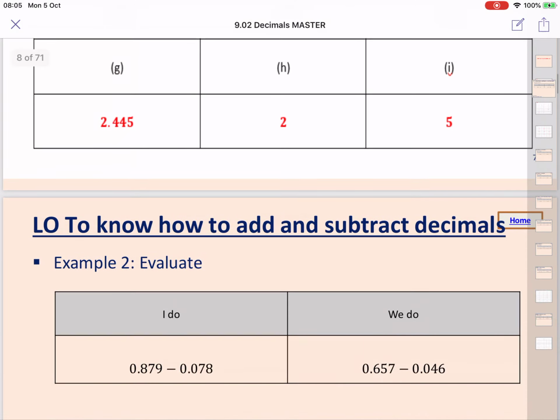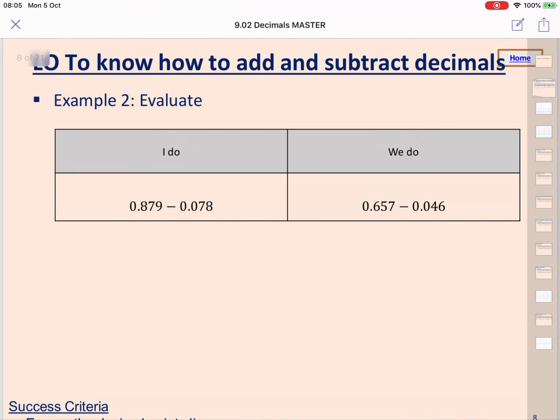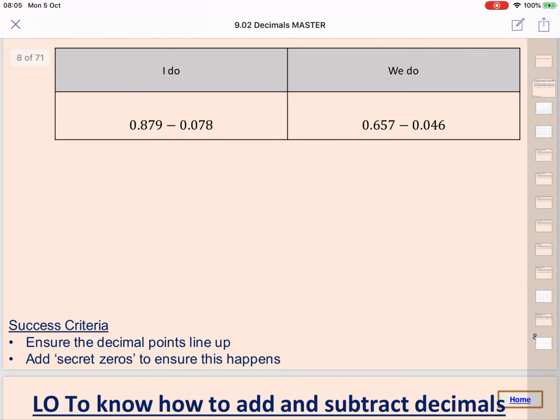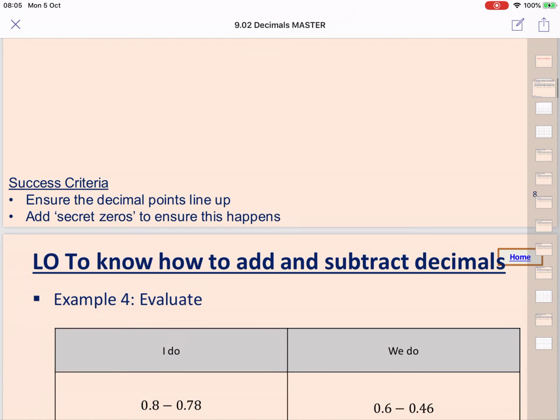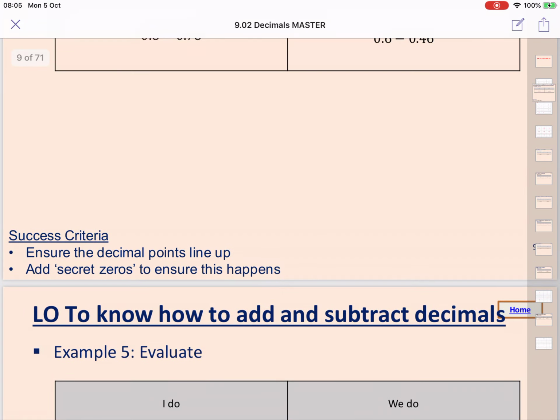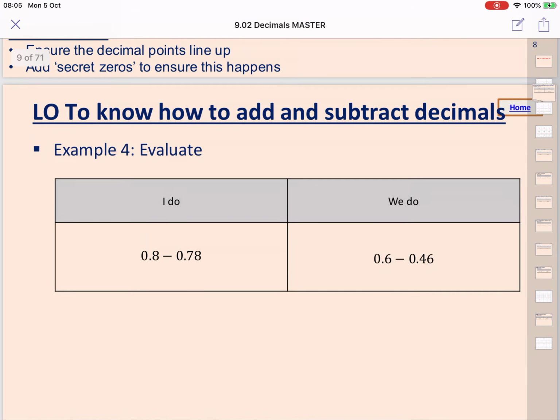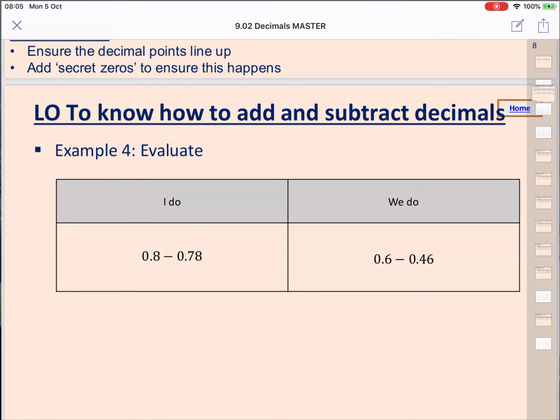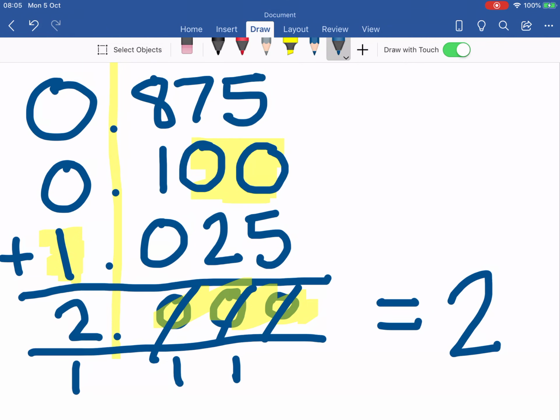Okay, so obviously if we've done addition, we now need to look at subtraction of decimals, and it's exactly the same, just in the reverse process. So I'm only going to do the one example. We're just going to use this one here. It's 0.8 minus 0.78. We're just going to do that.